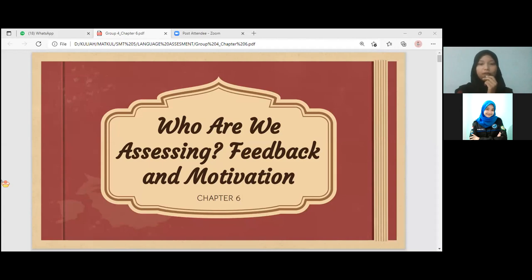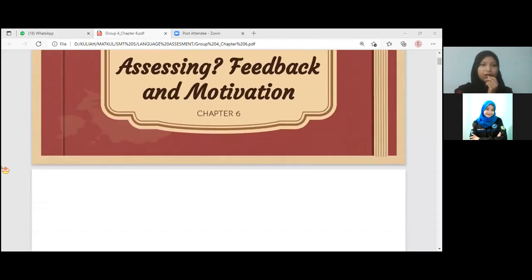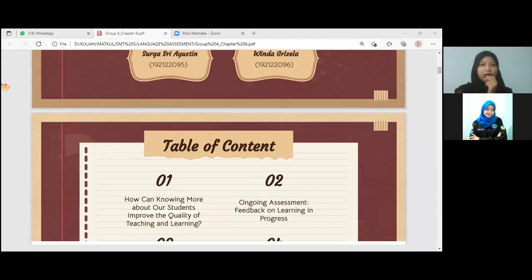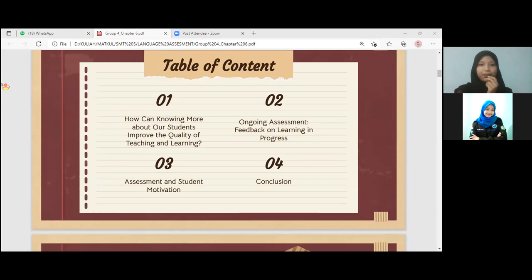We are from Group 4 and we are going to deliver a presentation about who we are assessing, feedback and motivation from chapter 6. And here I'm Winda Grizela as a moderator and also presenter today. And we have other presenters: Mutiara Putri Aulia, Ratna Dewi Sulastri, Dinny Auralia A P, Surga Sri Agustin, and the last one is me as the last presenter.